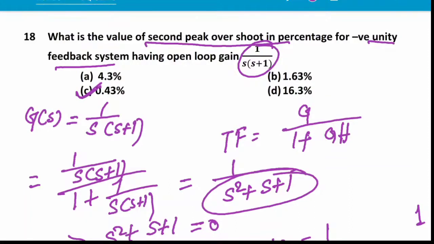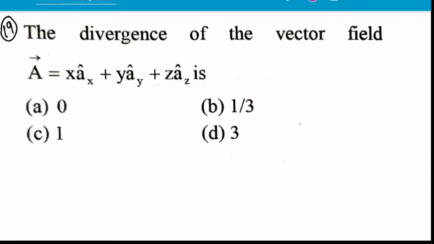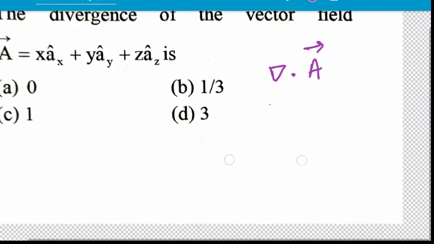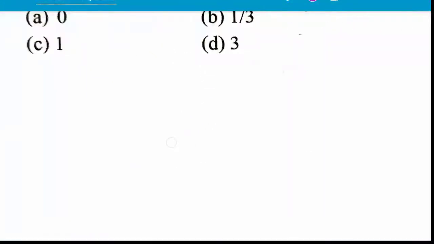So next question, question number 19. The divergence of the vector field A vector is equal to x a x cap plus y a y cap plus z a z cap is. This is asking for the divergence. Divergence is given as the dot product of the del operator and the vector. And what is the del operator?